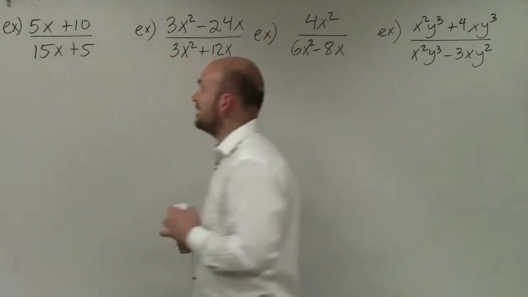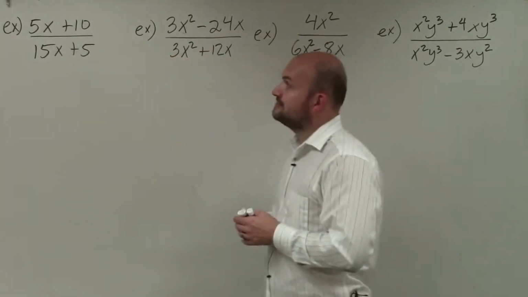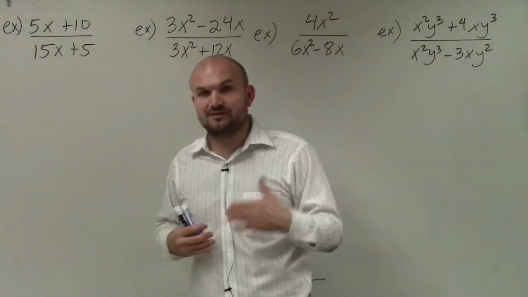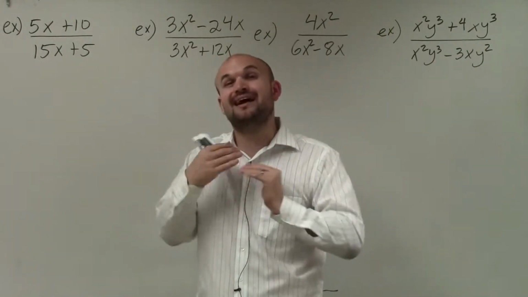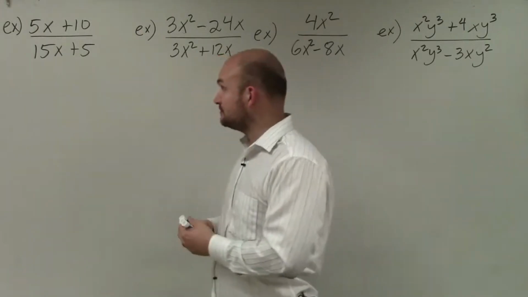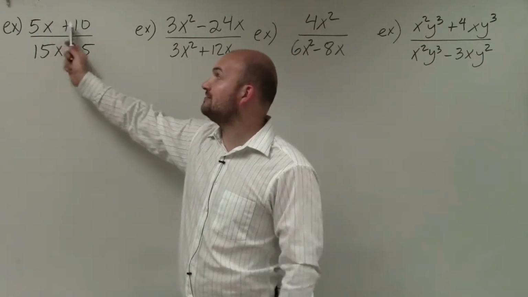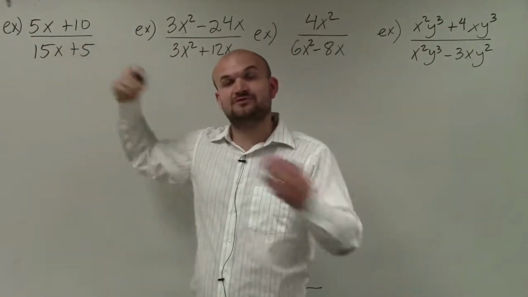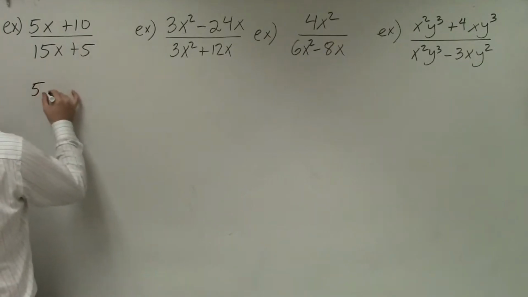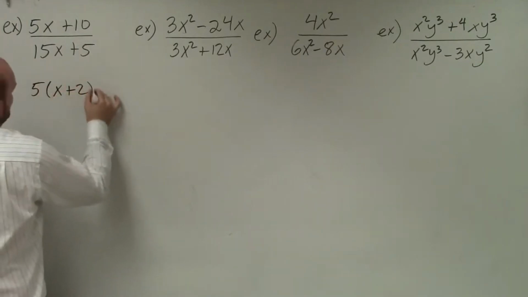In the first example, I have 5x plus 10 divided by 15x plus 5. When solving by factoring, the first thing we do is look at the numerator and the denominator separately and determine what we can factor out. In the numerator, you can see that the 5x and the 10 both share a 5. So I can factor out a 5, and I obtain 5 times x plus 2.